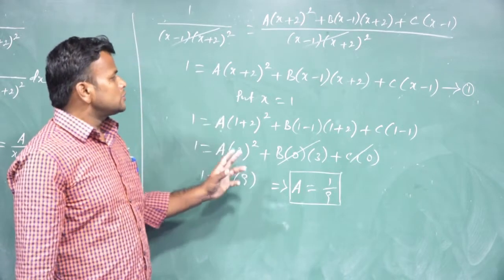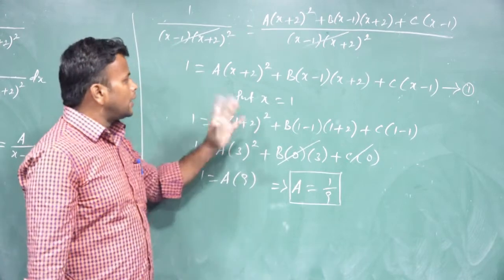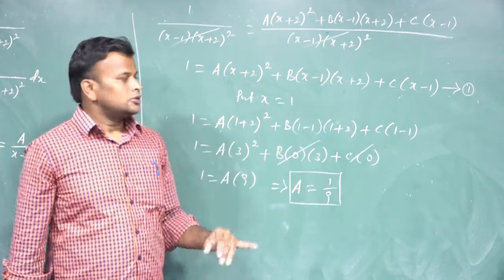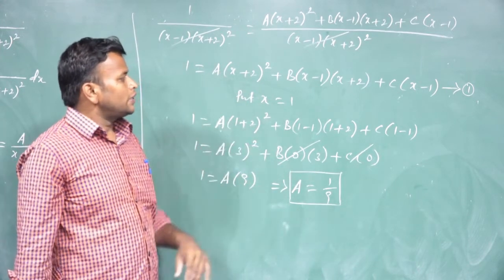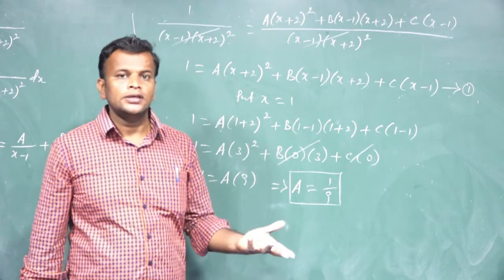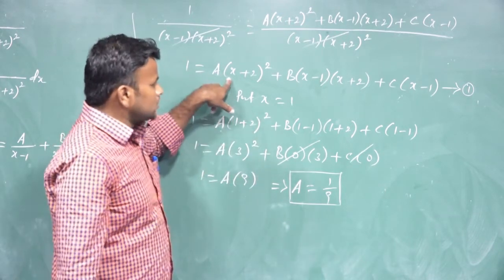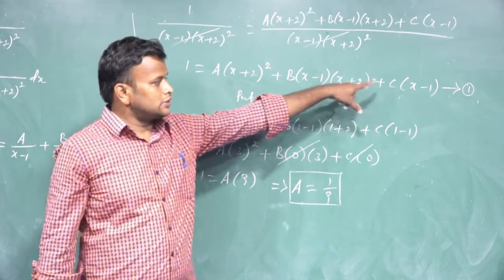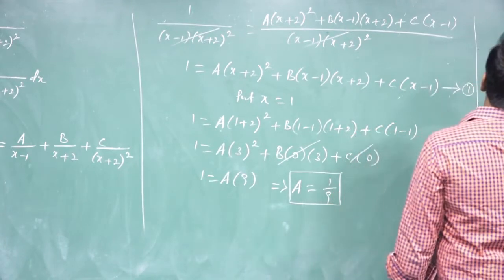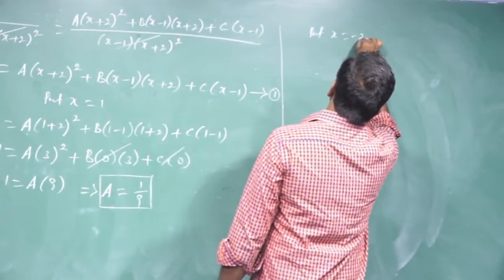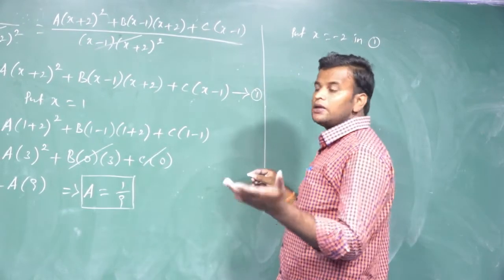Next, I use a value of x other than 1 to find the constants. I already used the value of x is 1. Next, I use the value of x is minus 2 exactly here. Why? Suppose I use the value of x is minus 2 exactly, a is cancelled, b is cancelled, only c is possible. So the next step is, I put the value of x is minus 2 in 1. Whenever x is there, I replace x by minus 2.